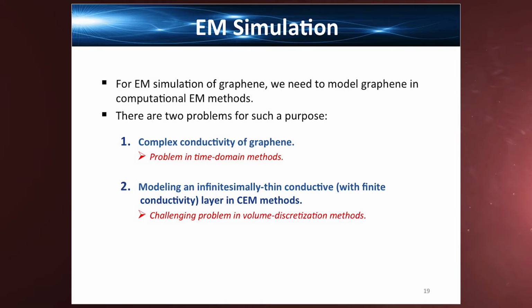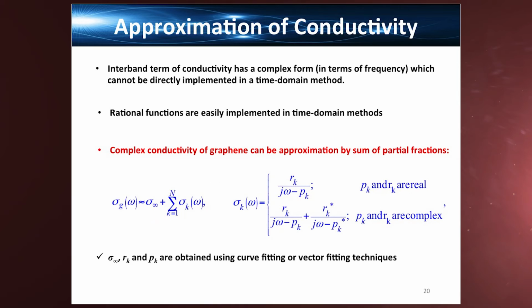And the other problem is how to model a very thin, zero thickness slab or surface in a volumetric discretization method, for example, finite element, for example, finite difference. These methods discretize and mesh the volume, and graphene is a zero thickness surface. So let us first see the first problem.